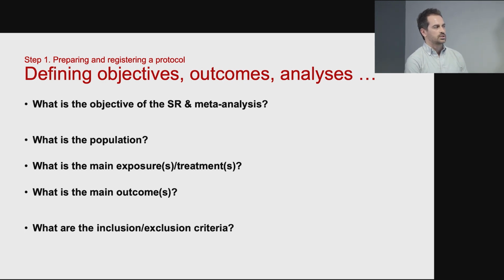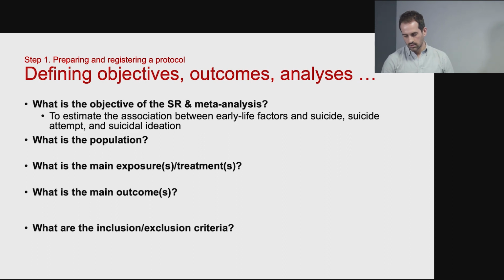For example, let's take the systematic review that you read, that we performed. What is the objective of this systematic review? Yes, just to look at the perinatal and pregnancy factors that were related to suicide later on in life. Right. So, to estimate the association between early life factors and suicide attempts and suicide ideation. What is the population? On which population were we focusing?